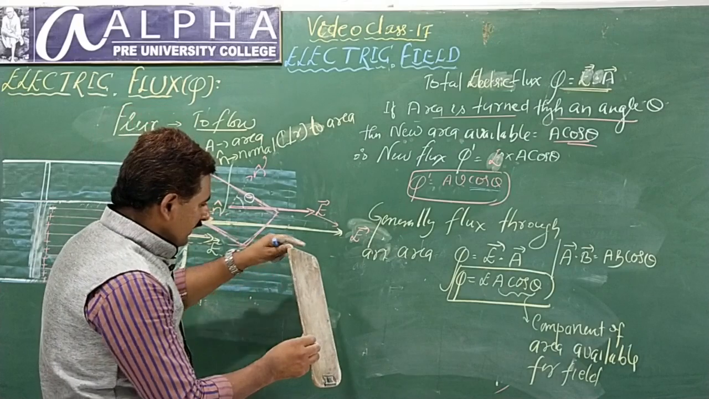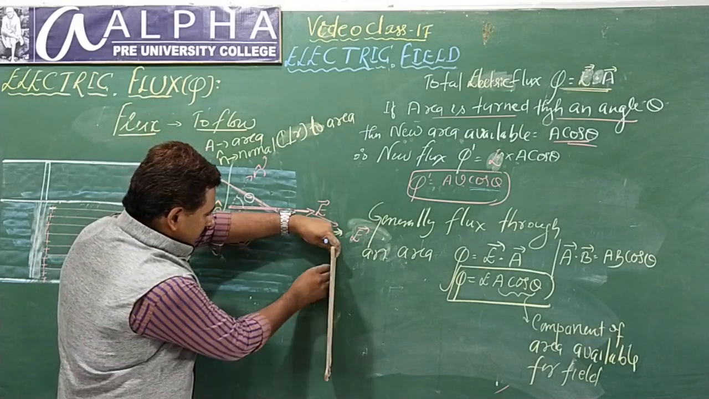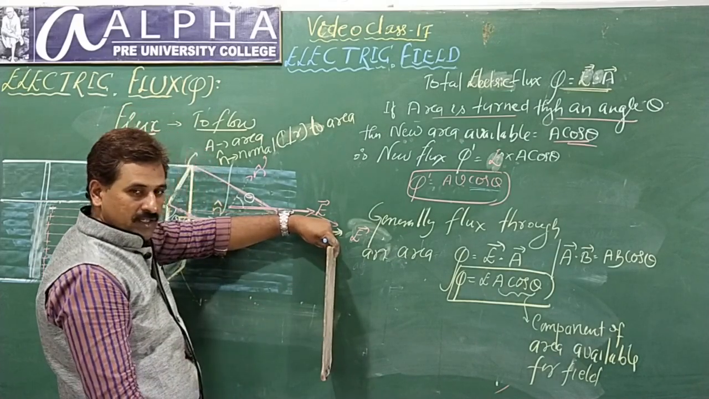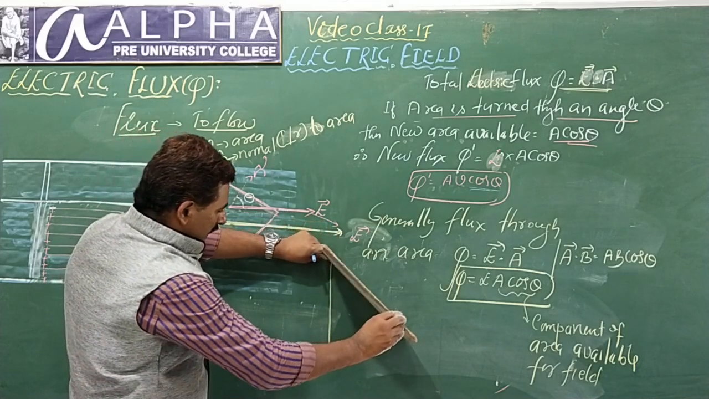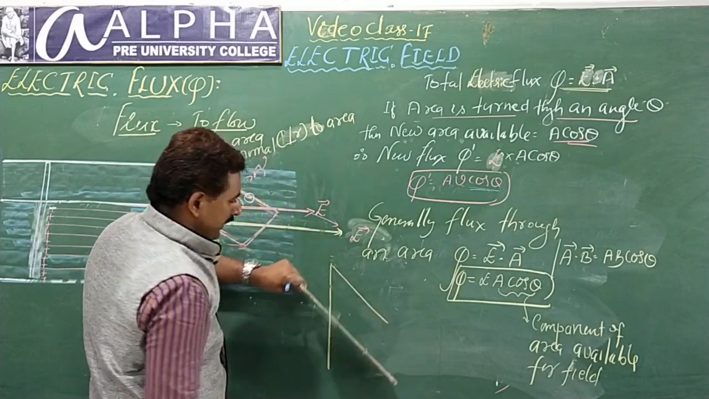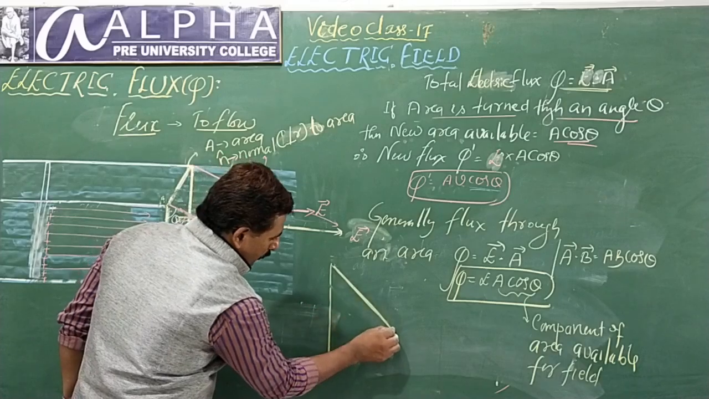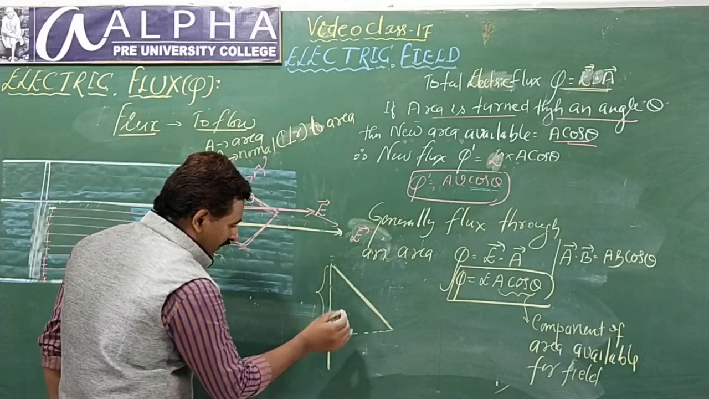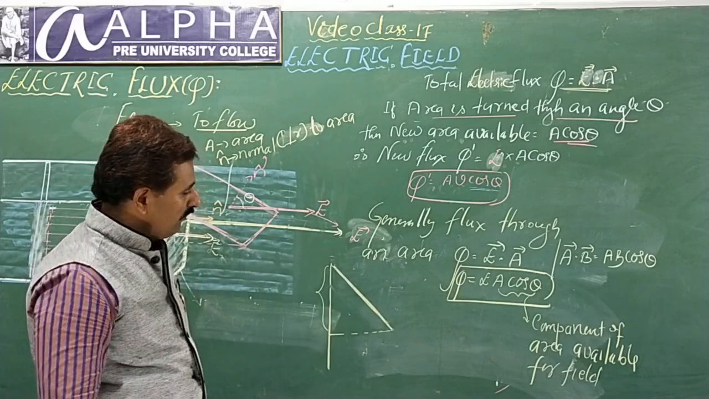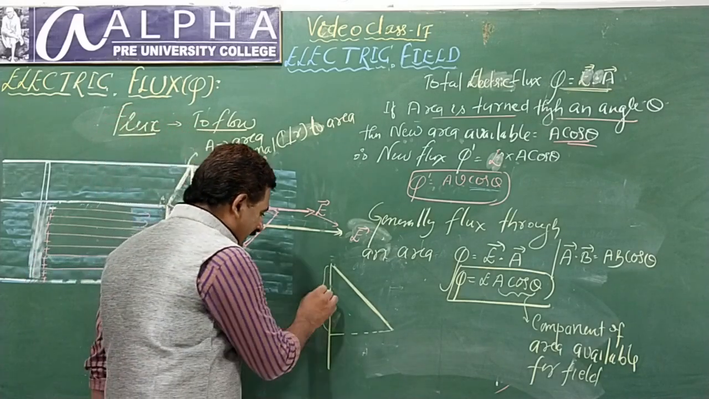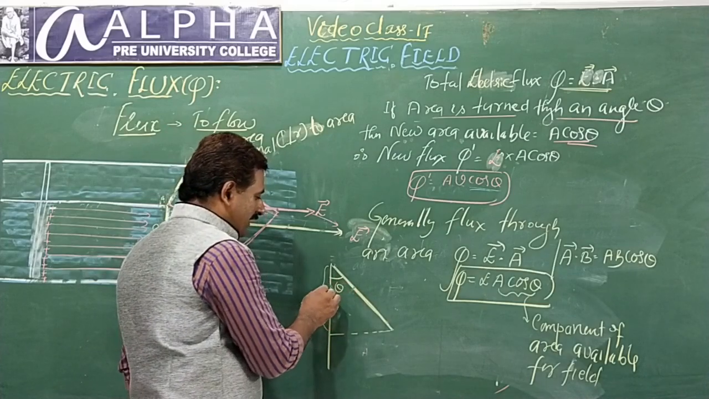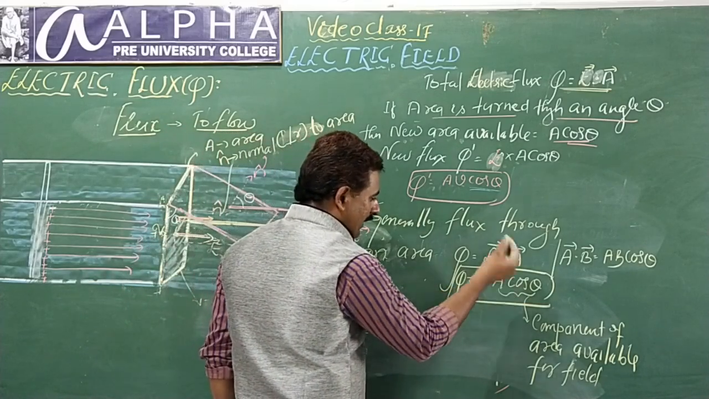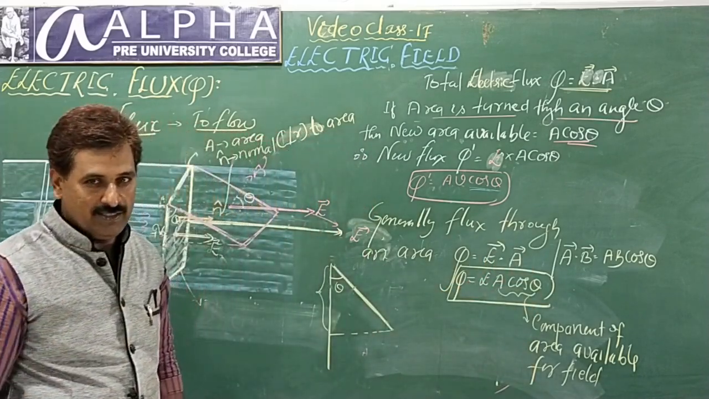How do you do the calculation? As I explained earlier, this is the initial orientation. If I lift it up to a certain value, this is the new orientation. Now you project. Project means draw a perpendicular. Only this area is effectively available for flux. What is that area? Adjacent to this theta. Adjacent over hypotenuse, so A into cos theta. Very simple, right?